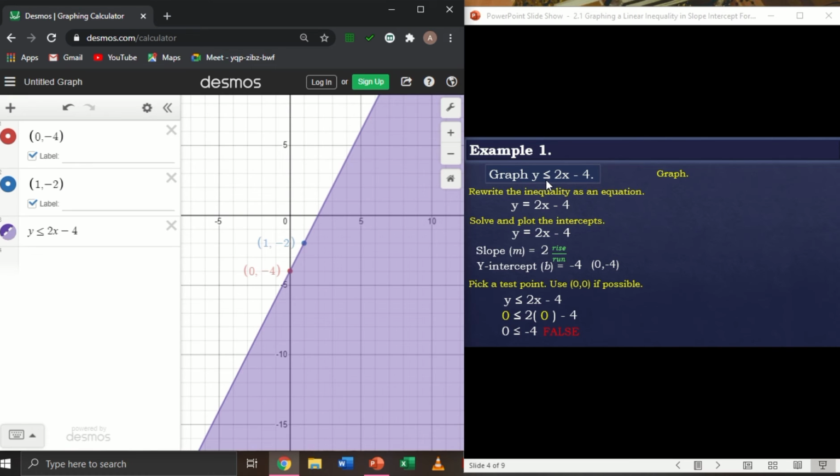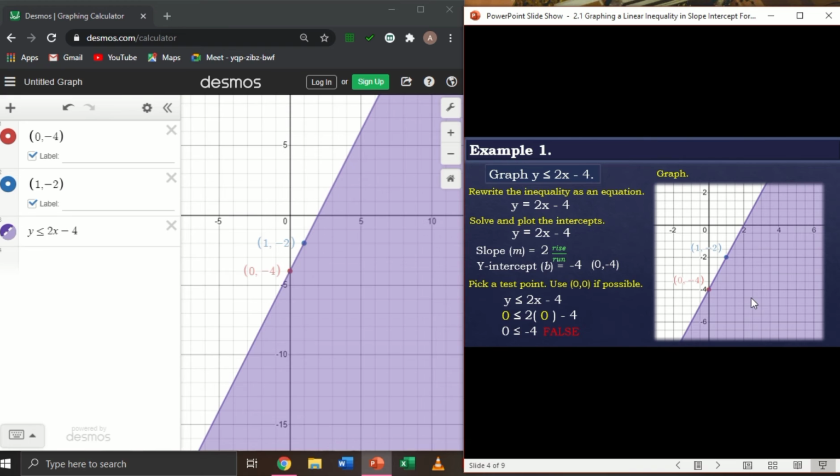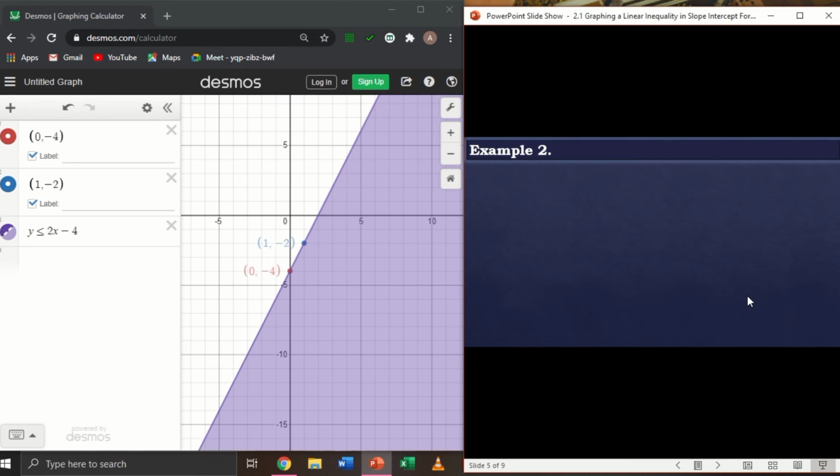Okay? So, this is how we graph linear inequality in slope-intercept form. So, this is the graph. Okay? So, ayan po siya. Next. So, this is the graph of y is less than or equal to 2x minus 4. Now, since the boundary line is solid, therefore, yung 1, negative 2 at 0, negative 4 is part of the solution set. Yun po yun.